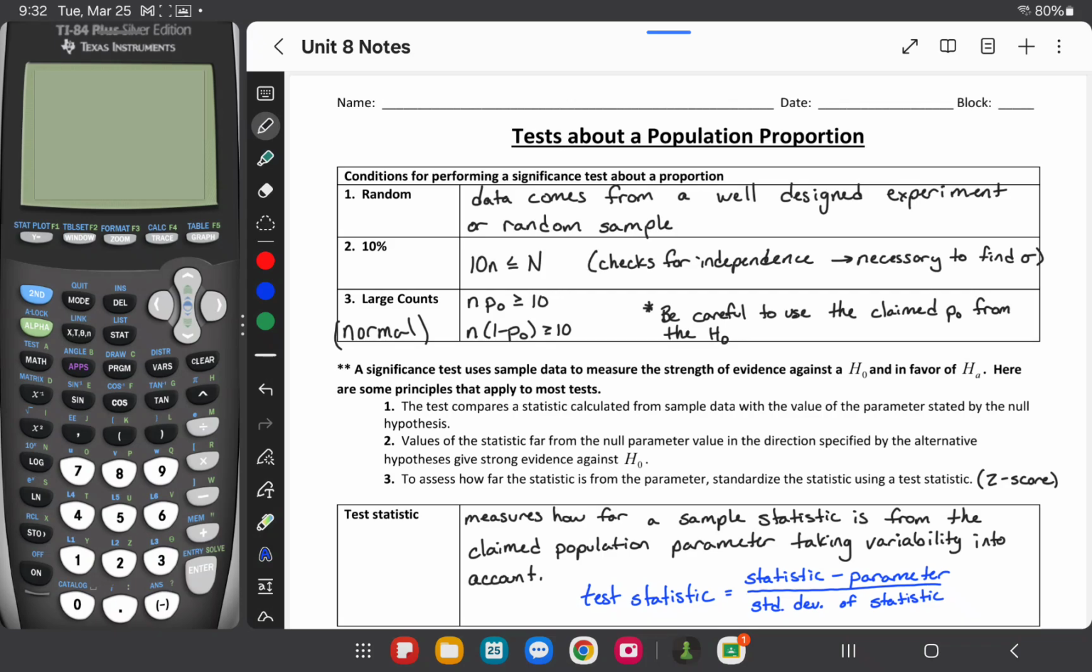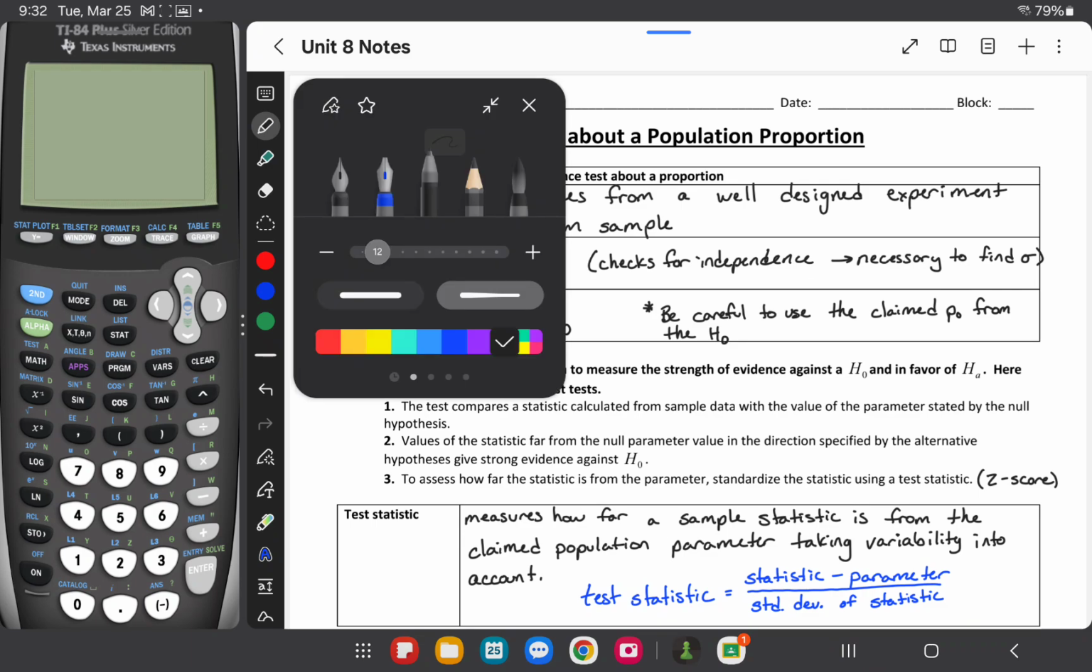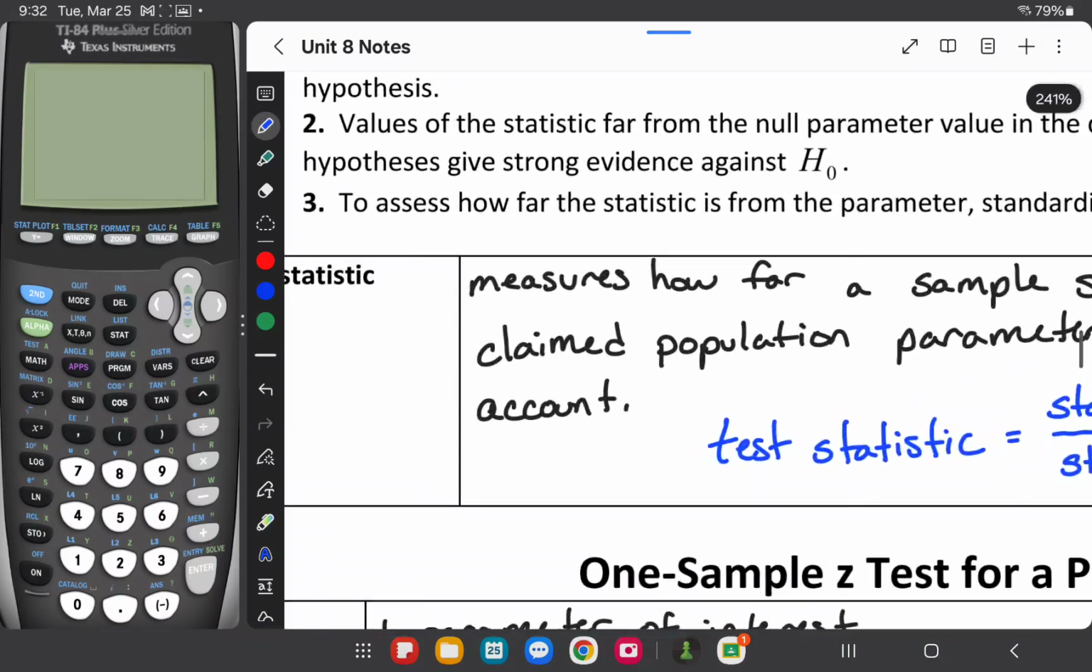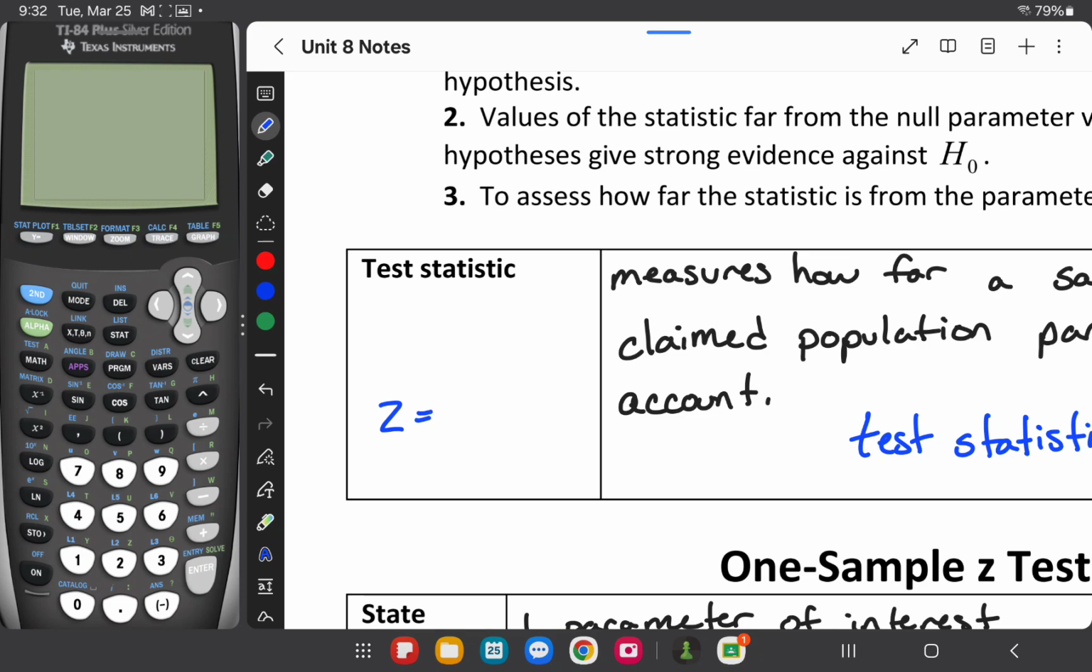A test statistic measures exactly how far a sample statistic is from our claimed population parameter when we take variability into account. In order to calculate it, and by the way, this formula is on your formula card, we take our statistic minus our parameter divided by the standard deviation of the statistic. That should sound a whole lot like what we mentioned up here, a z-score. If you think about how we calculate z-scores, we always found it by taking our value p hat in this case, minus our claimed proportion p null, divided by the standard deviation or standard error of our statistic. We'll talk about how to calculate that in just a little bit.